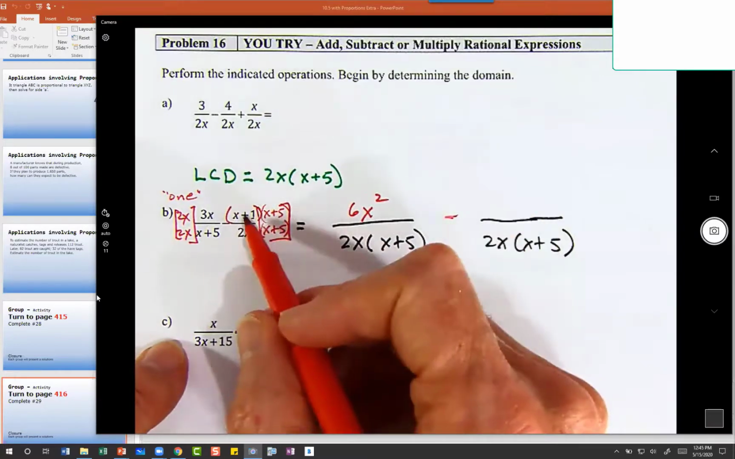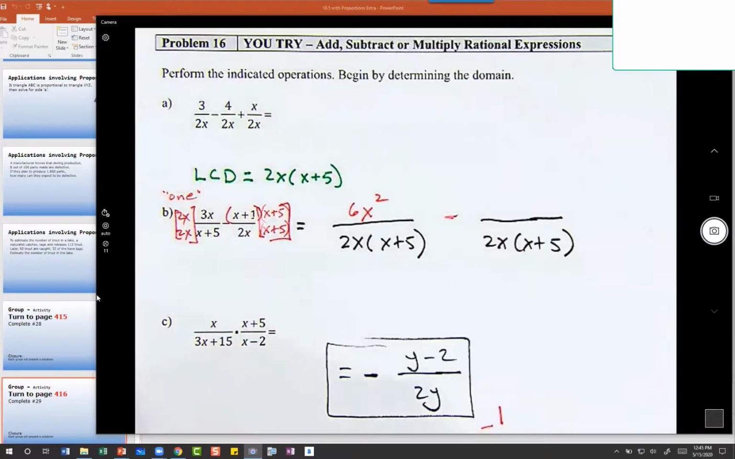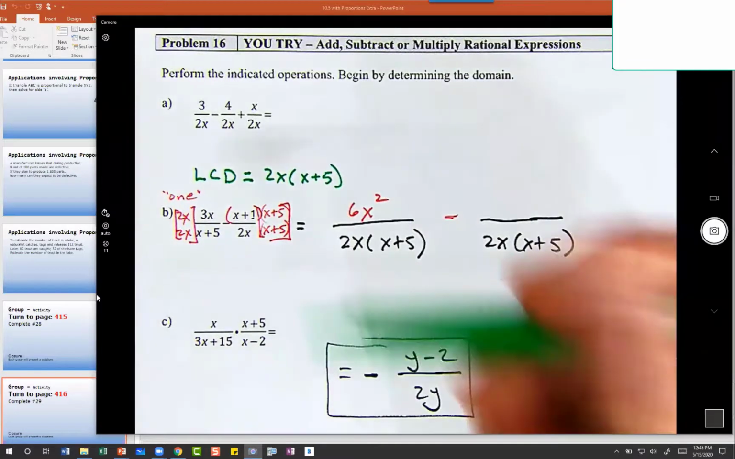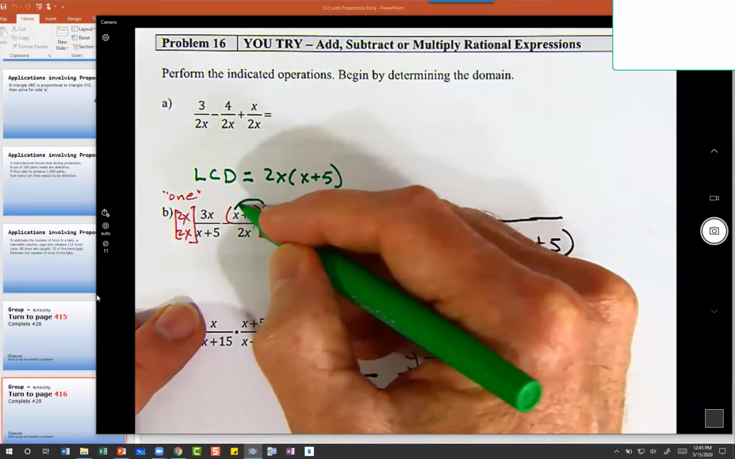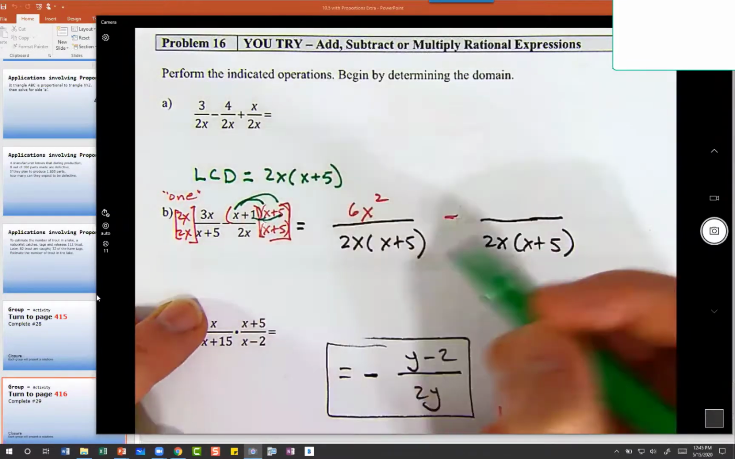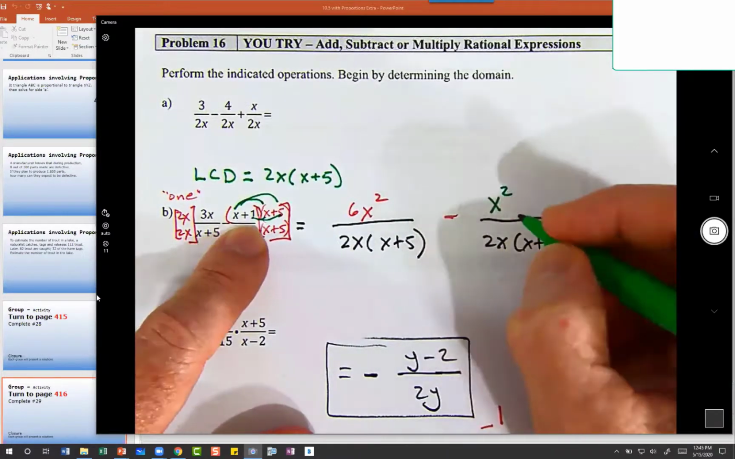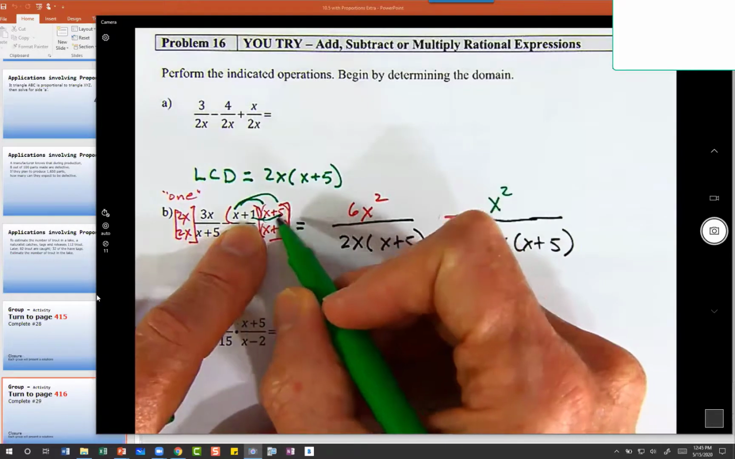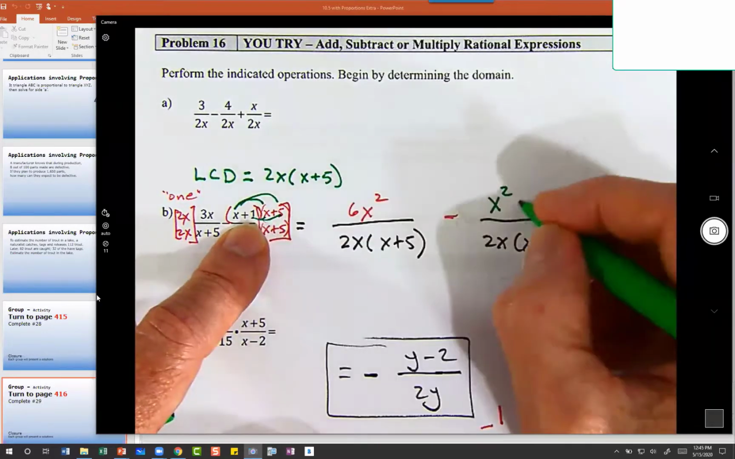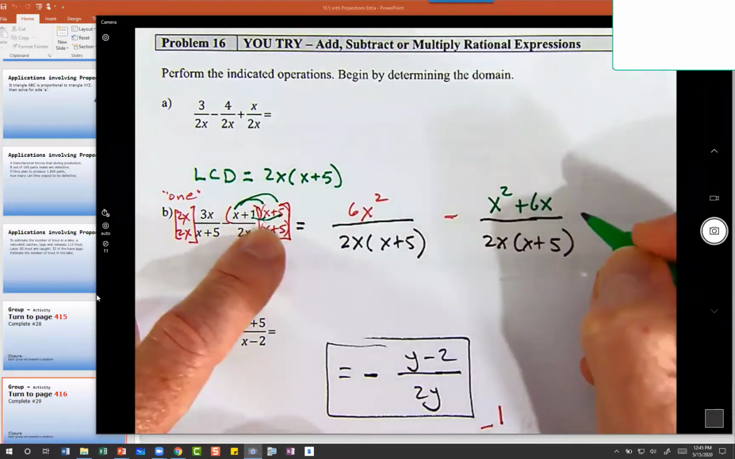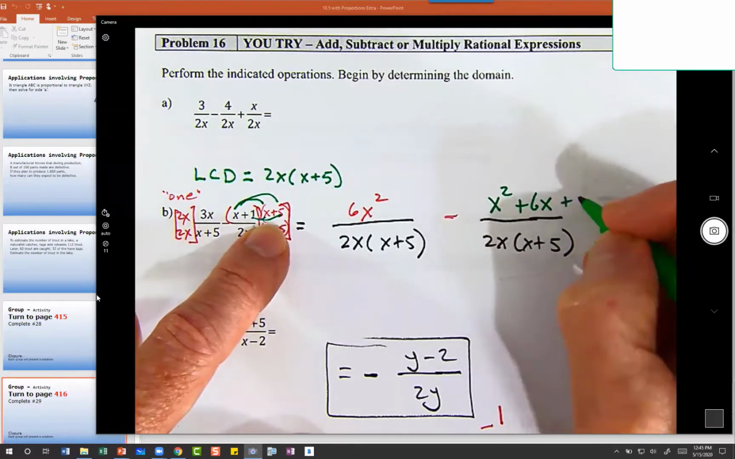So I'm going to need to FOIL the top here. I'm going to go ahead and multiply first, outer, inner, last. And I will get x squared plus 5x plus 1x, which is plus 6x. And 1 times 5 is 5.